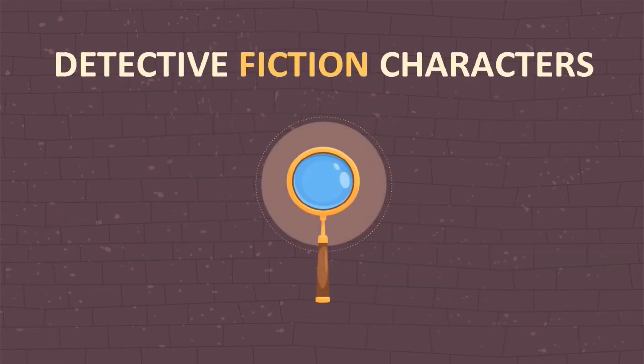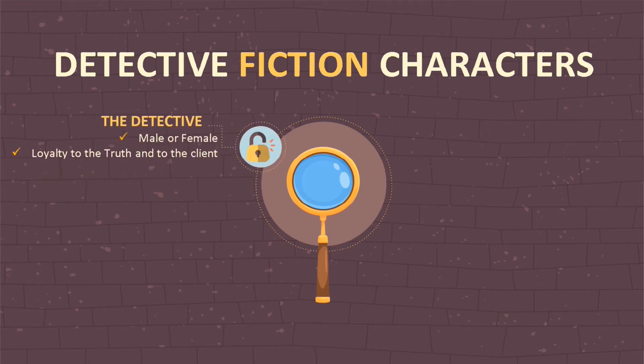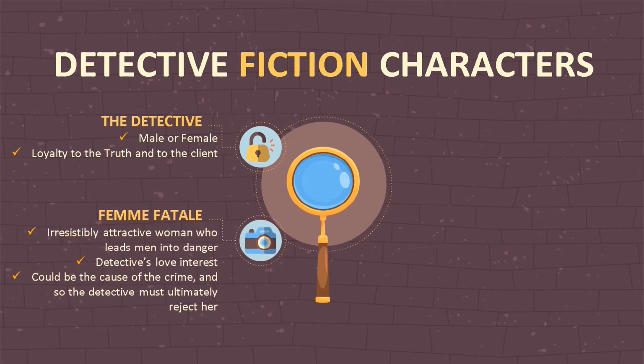Next is the common detective fiction characters. As we all know, a character is a person, entity, or other being in a narrative. It also refers to the mental and moral qualities distinctive to an individual. Here, in this part, we have four kinds of characters. The first character is the detective. It can be a male or a female, a person who shows loyalty to the truth and to the client. Second is the femme fatale.